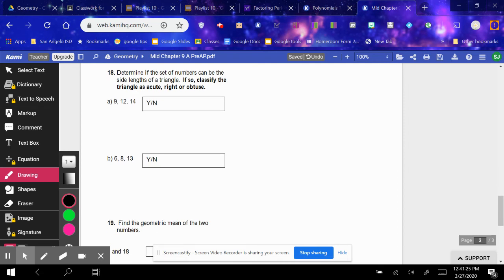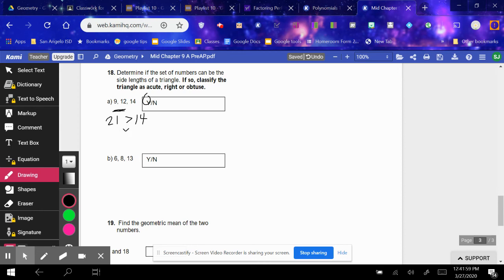All right, 18, determine if the set of numbers can be the side lengths of a triangle, and if so, classify the triangle as acute, right, or obtuse. Okay, so to check if it's a triangle, first we have to add the smaller two sides and make sure it's greater than the third side. So if we add 9 plus 12, we get 21, and it is greater than 14. So we're going to say yes, it is.